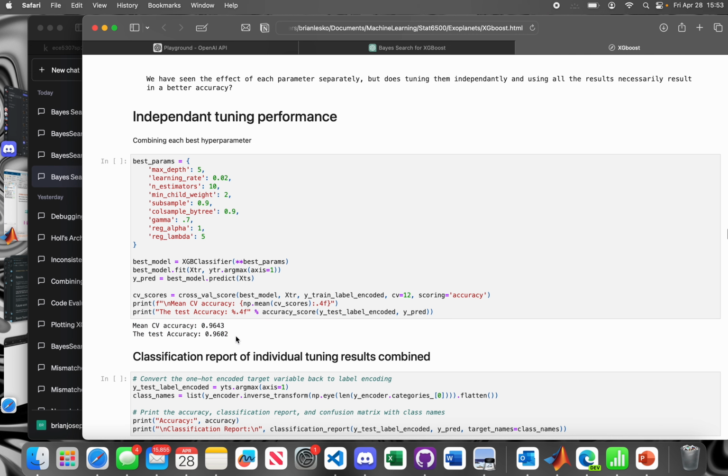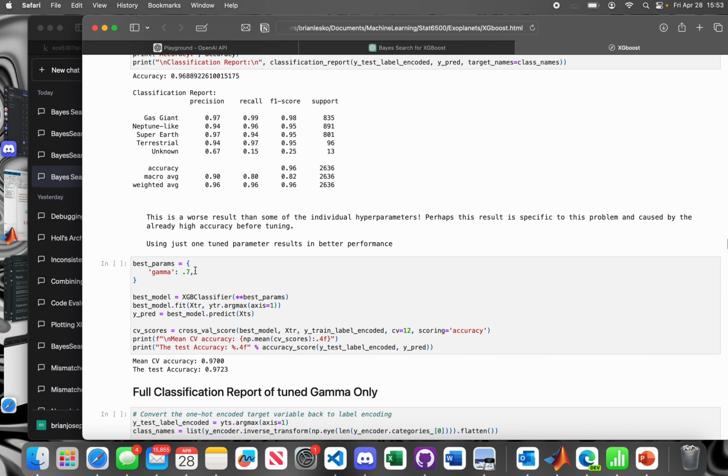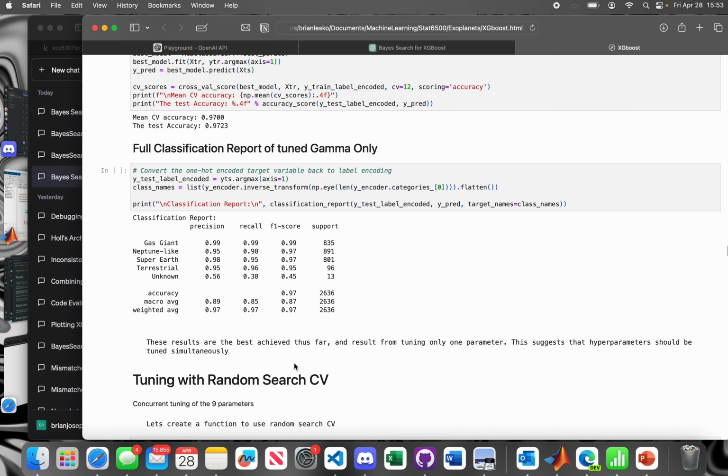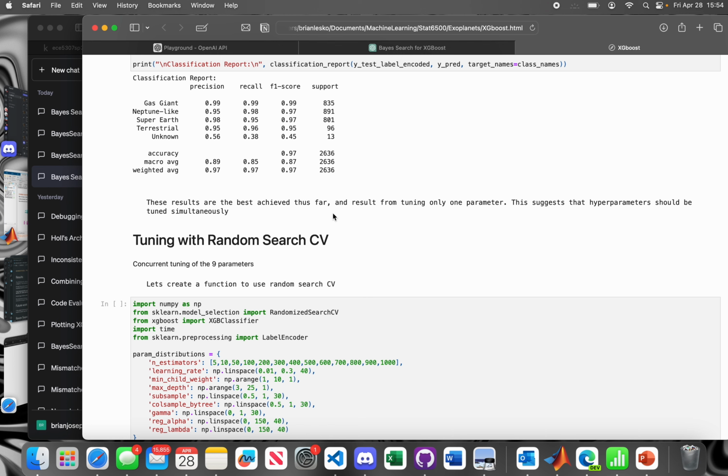So we go back and we relook at the accuracy for just one of the tuned parameters, gamma, and we find that this is an improvement over the initial model, although not by very much. In terms of absolute value, it is a good improvement overall because we are at such a high accuracy. It becomes exponentially harder to increase accuracy the further we get towards 100%. So these results suggest that we should tune hyperparameters simultaneously rather than one at a time.